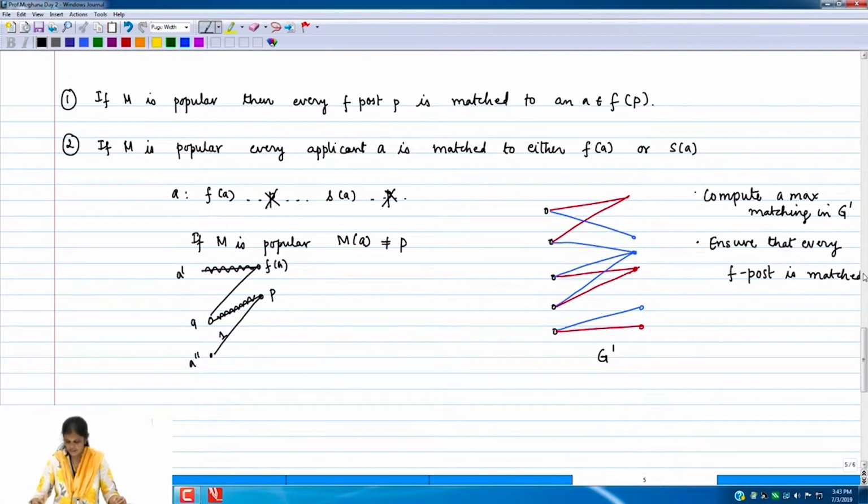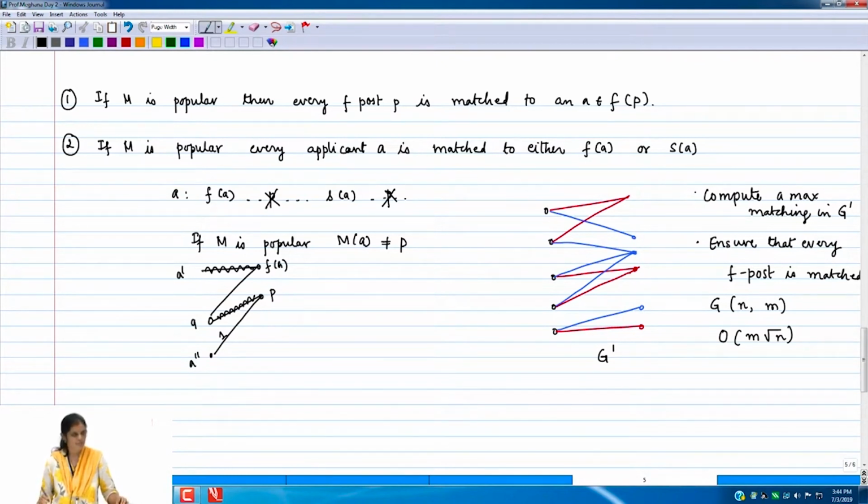This takes as much time as is required to compute a maximum matching in a graph, plus this time, which is linear in the size of the instance, because it takes order n time to look at the posts and do this post processing. So it takes the time required to compute a maximum matching. If you have a graph G with n vertices and m edges, then a maximum matching can be computed in m square root of n time by a very well known algorithm called Hopcroft-Karp. We will not go into that. So a maximum matching can be computed in this time.